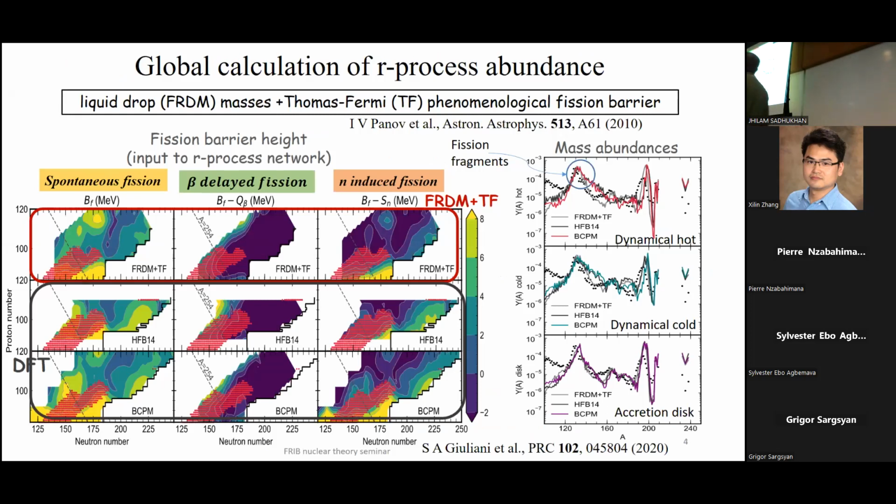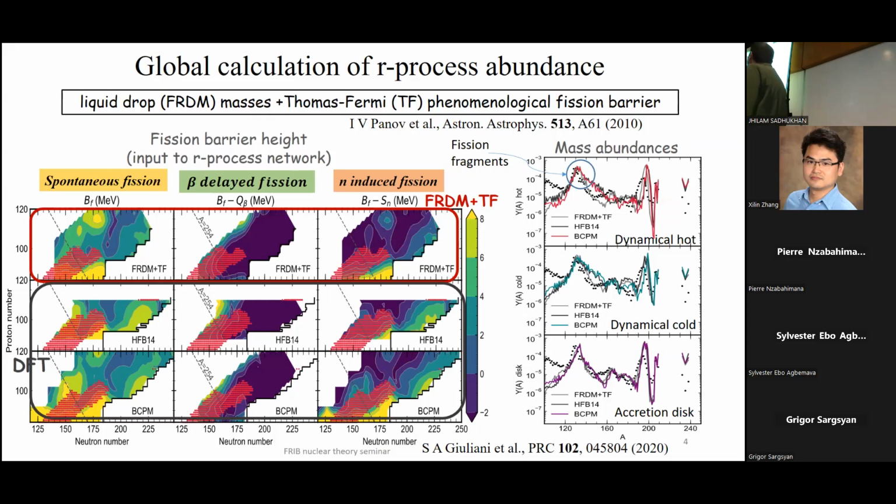So these are some calculations of these R process abundances. The majority of the calculations are done using liquid drop models, where we use liquid drop masses and also the Thomas-Fermi phenomenological fission barriers to calculate the lifetimes and cross sections. Here I have shown one recent such calculation.